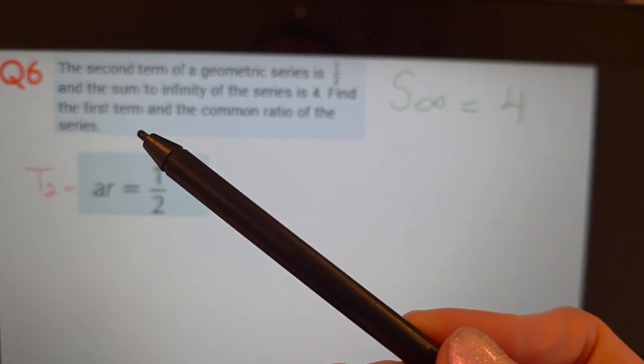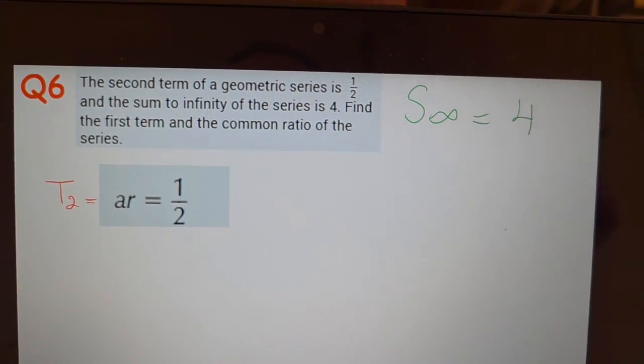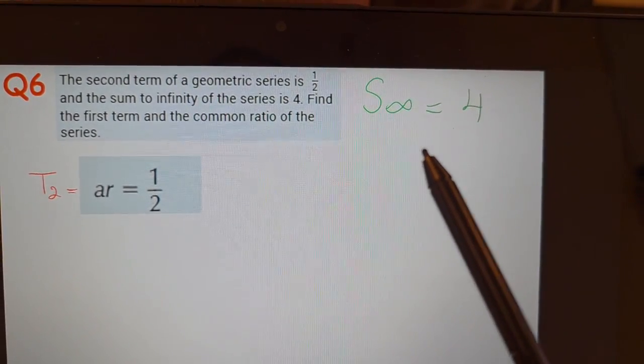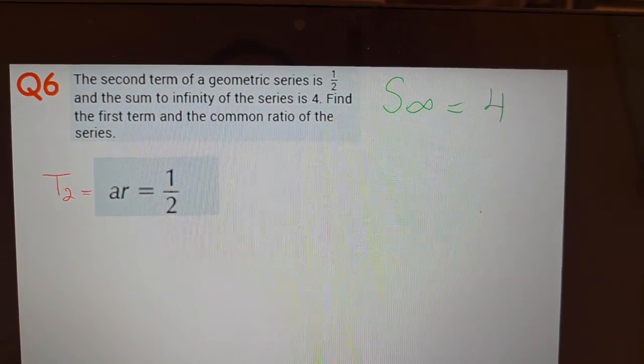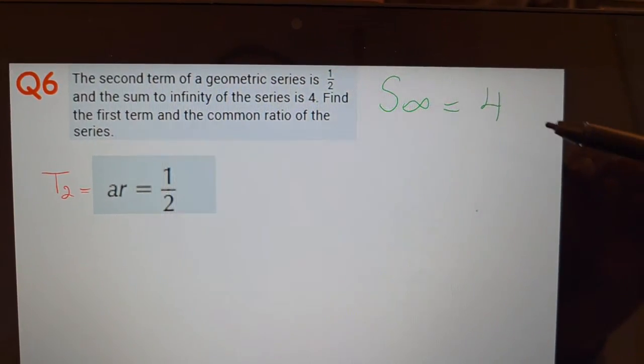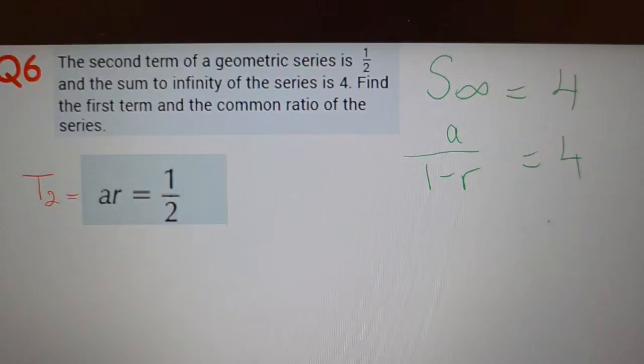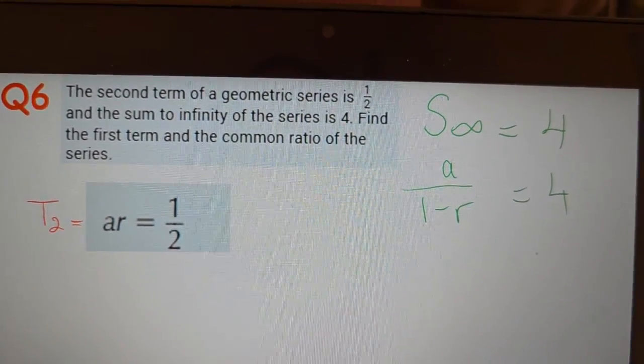Find the first term, so find a, and find the common ratio for the series. So find a and find r. Okay, so I'll put down the sum to infinity of a geometric series as well, a over 1 minus r, and that should equal 4. So you'll have two equations that have a's and r's in them. So now we just have to solve them.